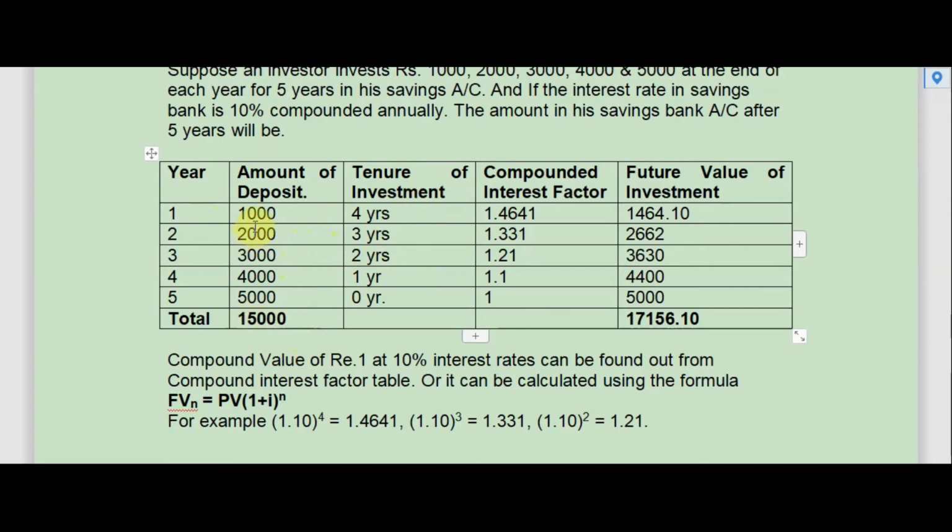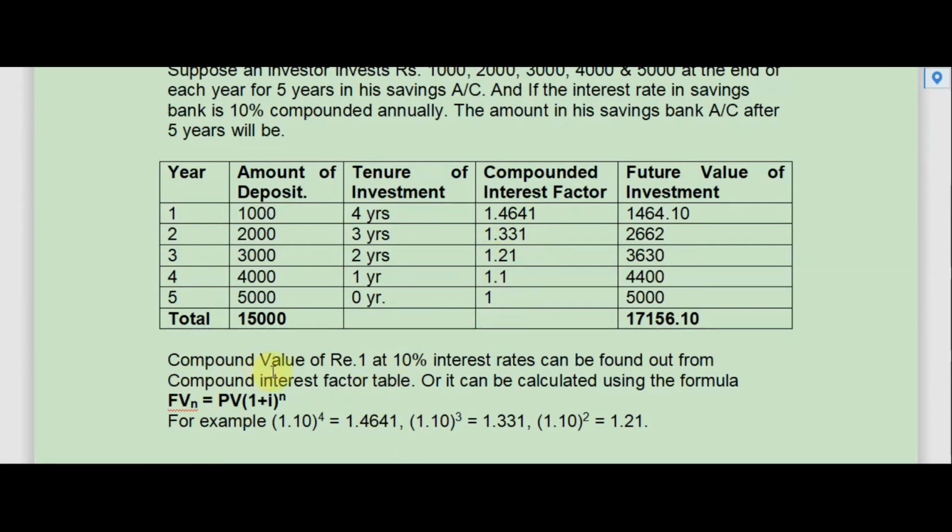Tenure of investment for the first year deposit is 4 years because it is deposited at the end of the year. For the second year's investment, the tenure is 3 years, this is 2 years, this is 1 year and this is 0 years. And the compound interest factor is 1.4641, 1.331, 1.21, 1.1 and 1. How will we calculate this?